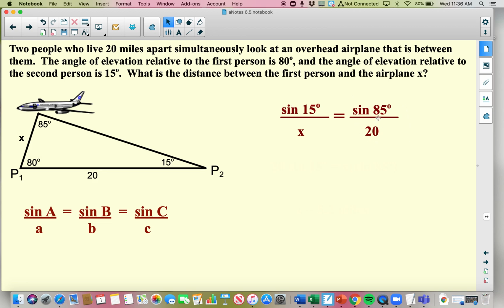Then it's just a proportion, so I just cross multiply. So 20 times sine of 15 equals x times sine of 85. Stop and make sure your calculator's in degree mode. All of this is in degrees.